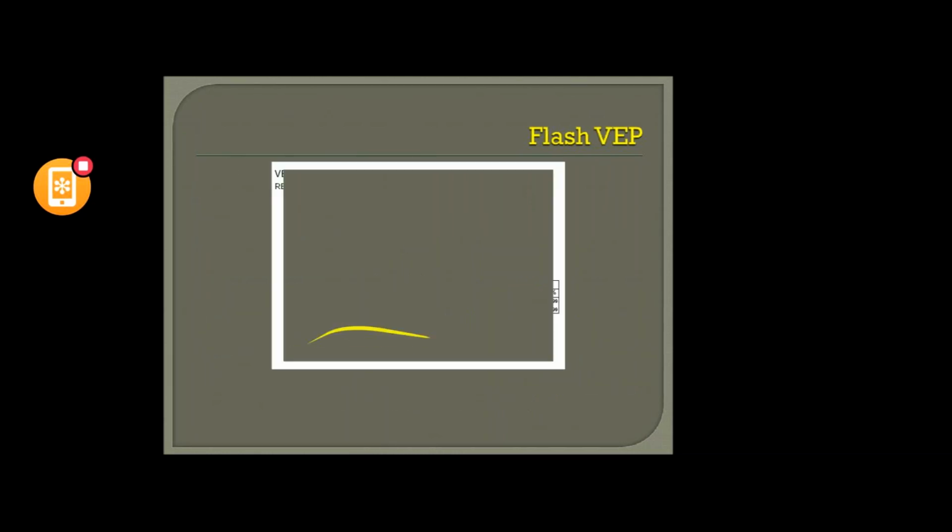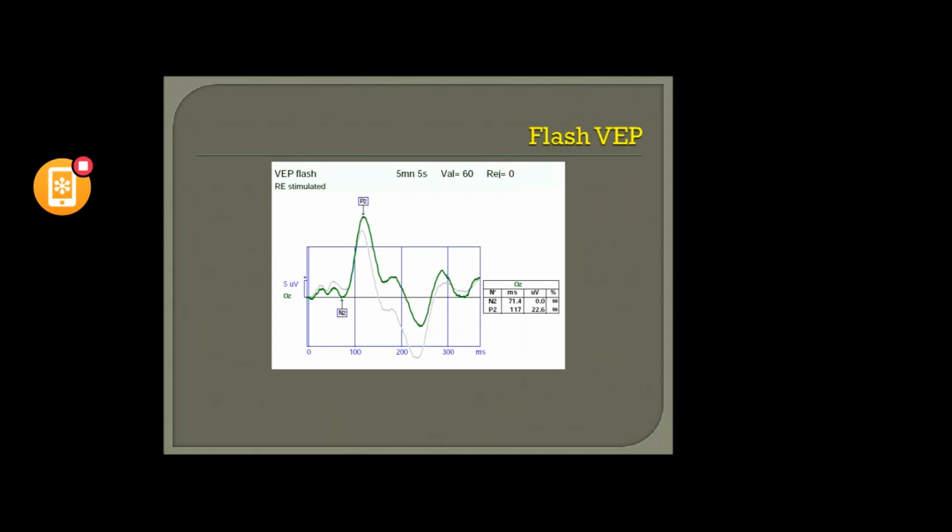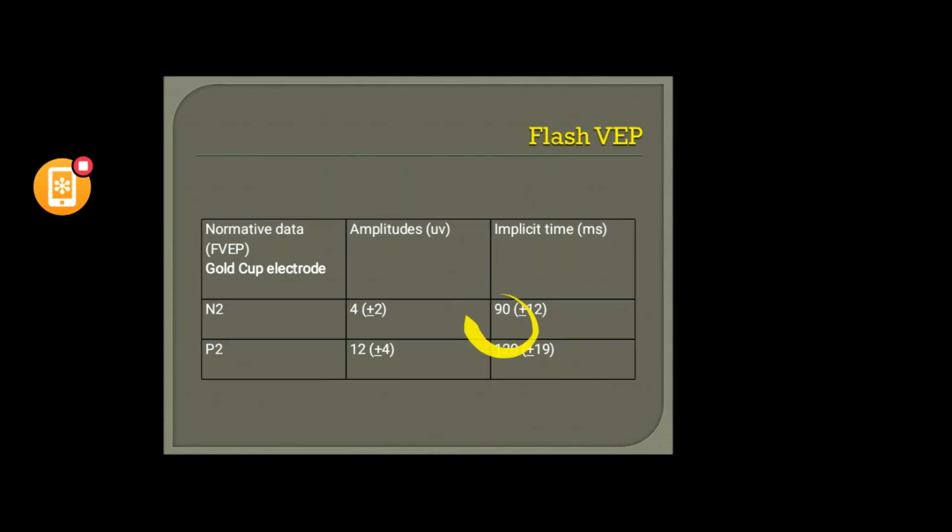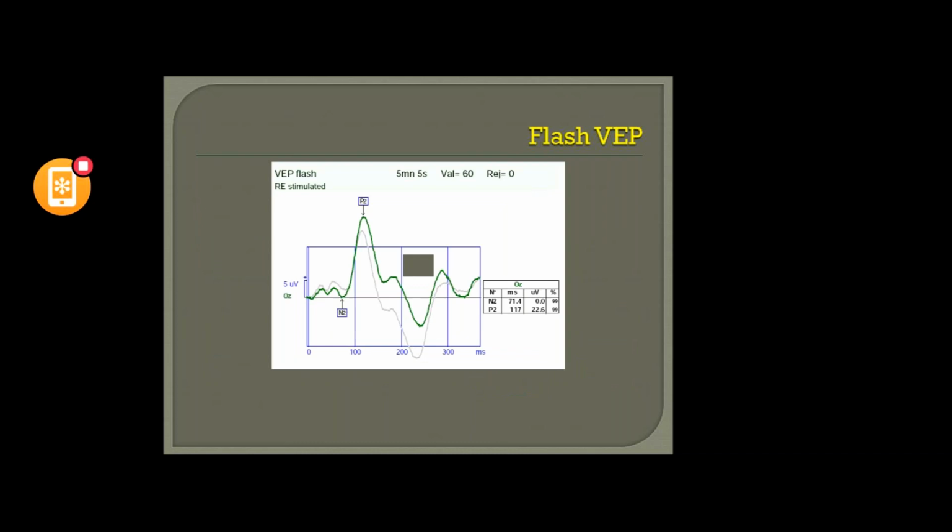So this is your normal flash VEP. You see N1, P1 and N2, P2. Look at the time: it is around 71 milliseconds and 117 milliseconds. The 71 is near 90 milliseconds, and the 117 should be around 120 milliseconds. So this waveform is normal.